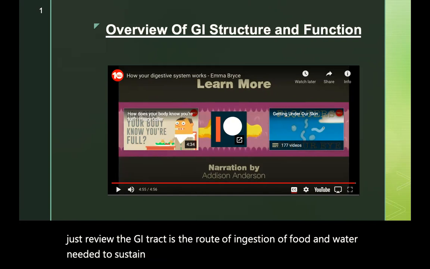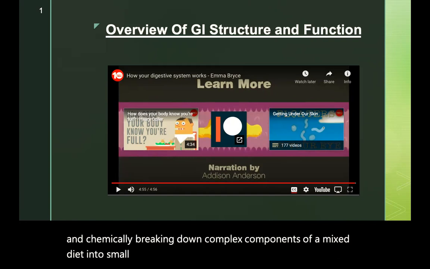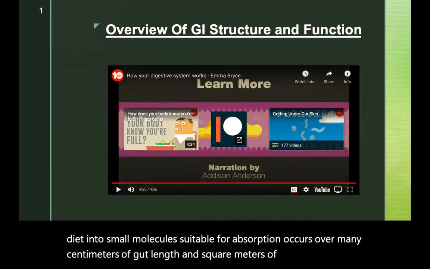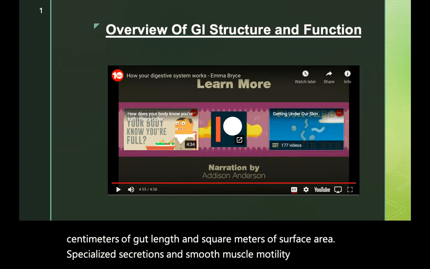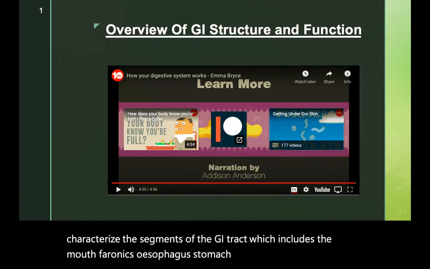Very basic fact, okay? The process of physically and chemically breaking down complex components of a mixed diet into small molecules suitable for absorption occurs over many centimeters of gut length and square meters of surface area. Specialized secretions and smooth muscle motility patterns characterize the segments of the GI tract, which includes the mouth, pharynx, esophagus, stomach, duodenum, jejunum, ileum, colon, rectum, and anus.